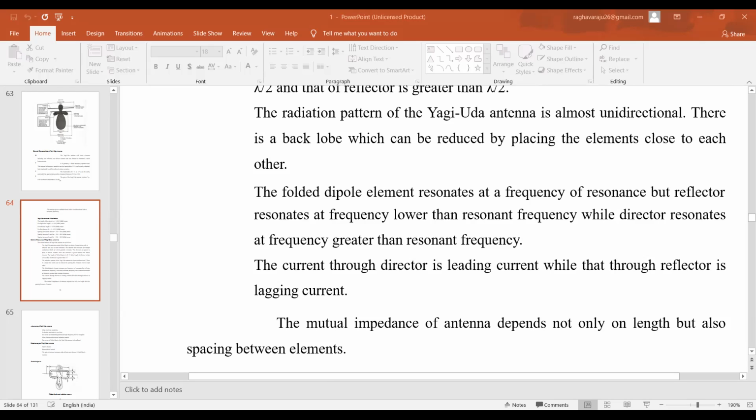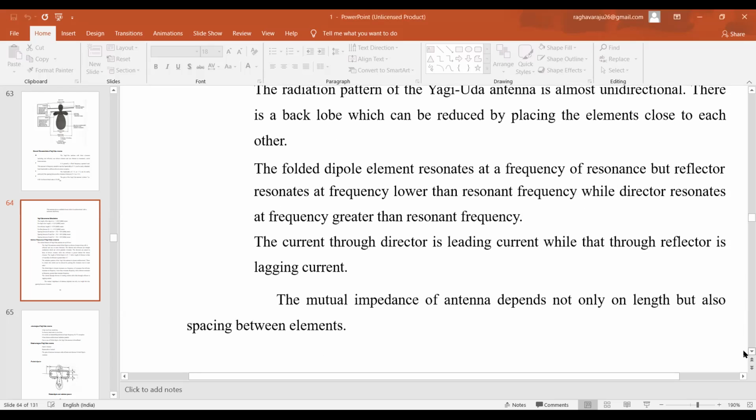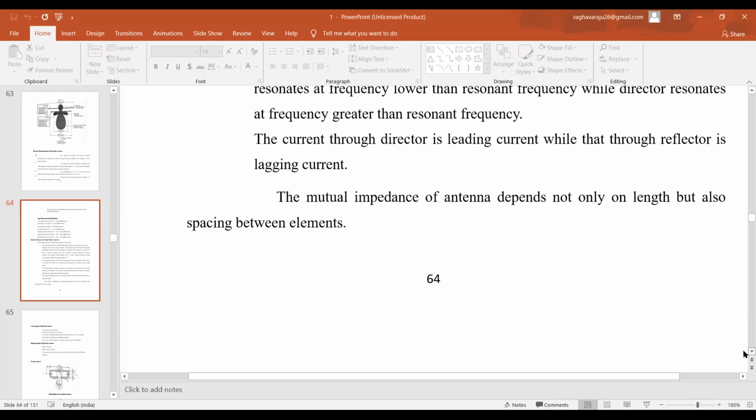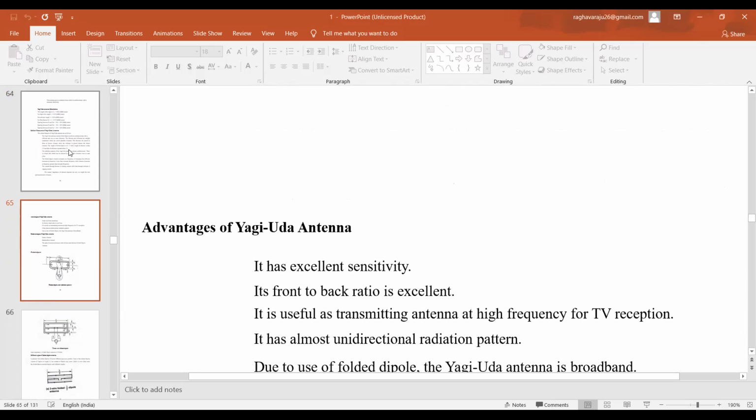So the current through this director is a leading current while through the reflector is a lagging current. The mutual impedance of the antenna depends not only on them but also on the spacing of the elements.